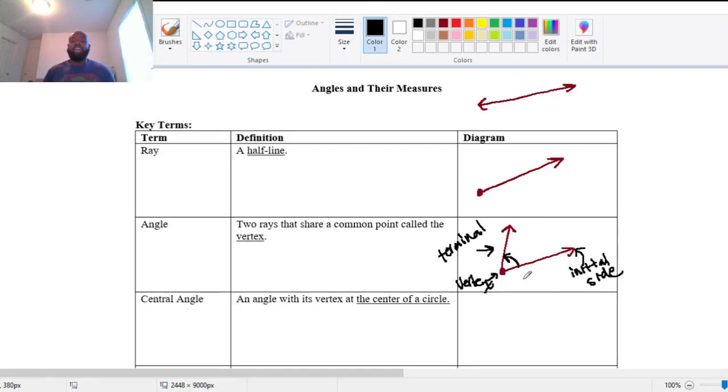Okay, so two rays together. One is going to be called the initial side. The other is going to be called the terminal side. That creates what we call an angle.